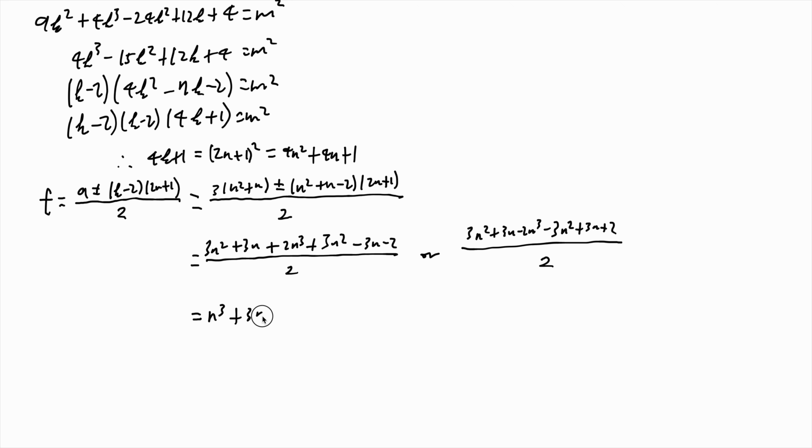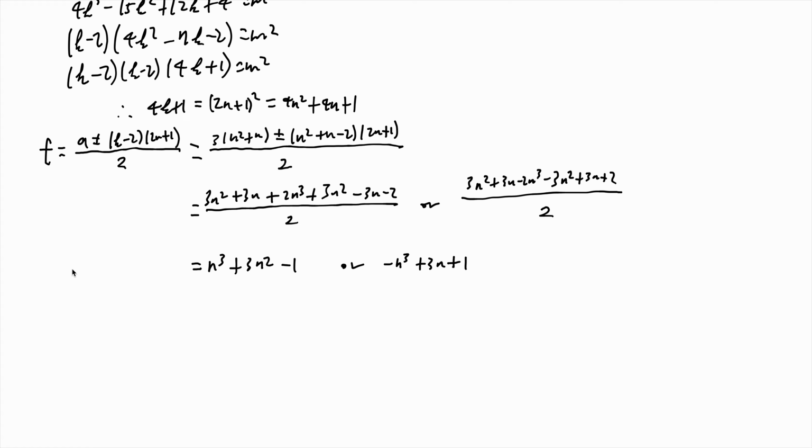Plus 3n squared cancels out, and minus 1. Or negative n cubed plus 3n plus 1. So, and obviously n is an integer here.